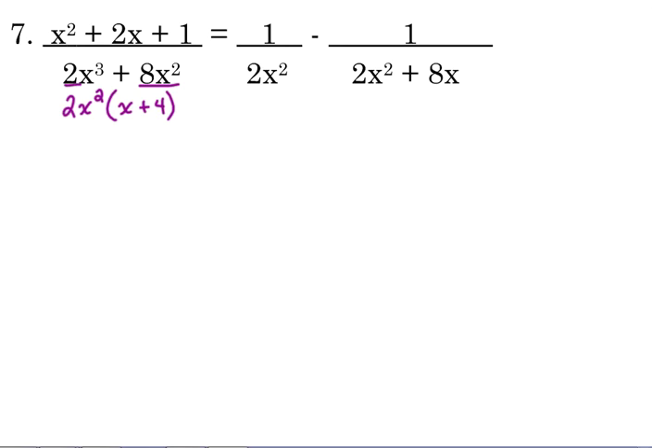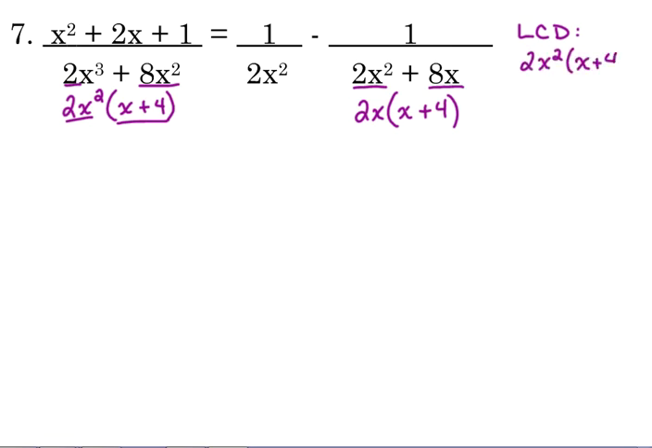Okay, middle one is a monomial, no factoring to be done there. Last one has a GCF of just 2x. Be careful with that. That one's just 2x. And we have the x plus 4. So the good news is we have a lot of overlap here. Our LCD is indeed that first denominator. That will eliminate all of the other denominators. If it's 2x squared times x plus 4, that'll take care of everything.